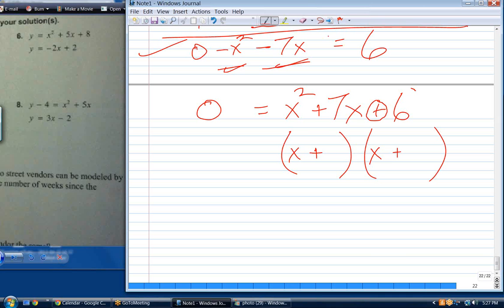So what are my two factors? What are factors of 6 that add to 7? It'd be x plus 6 and x plus 1. Okay, so what are my two solutions? Negative 6 and negative 1. Okay, good. All right.